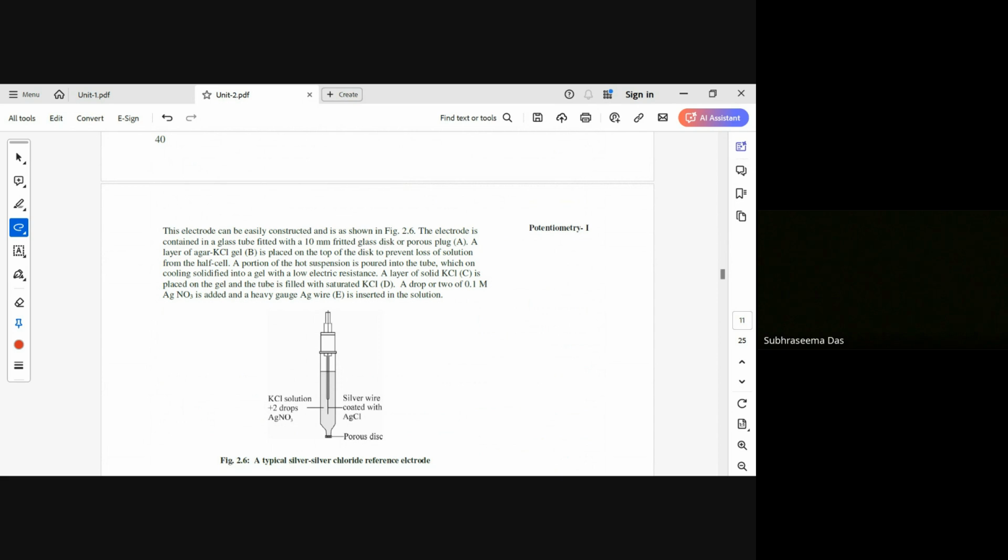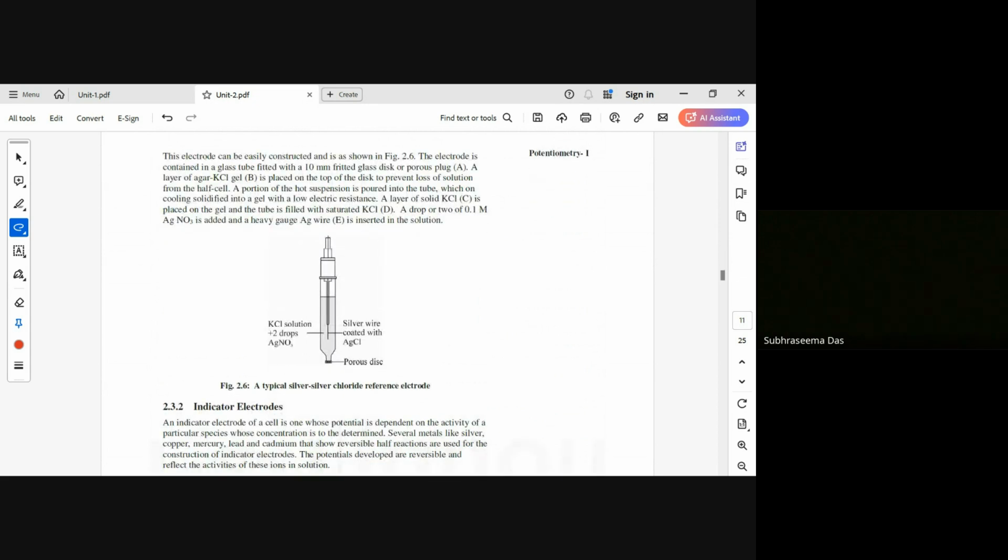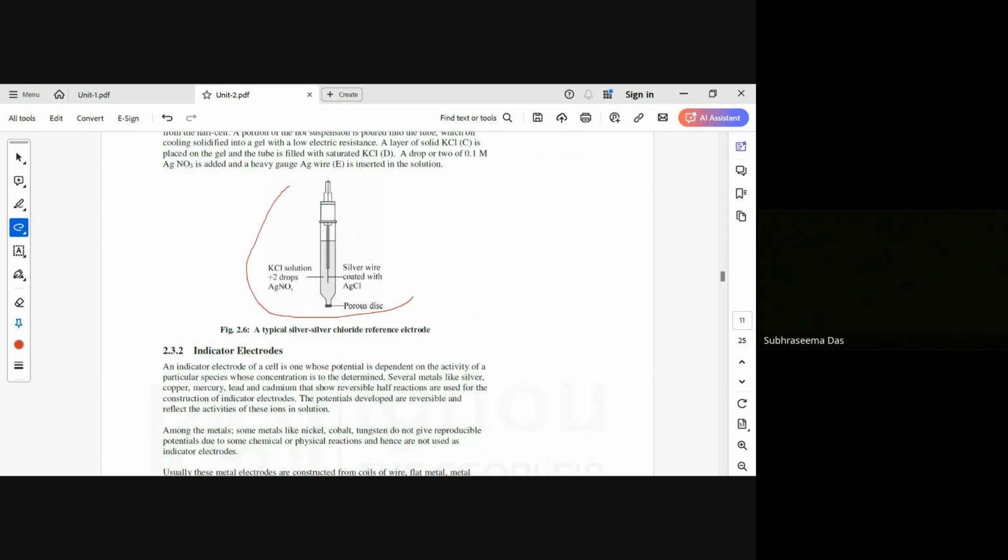The electrode contains a glass tube. It is fitted with a glass disc, and a layer of agar gel and KCl is placed on the top of the disc to prevent the loss of the solution. A portion of the hot suspension is poured into the tube, which on cooling solidifies into a gel. A layer of KCl is placed on the gel, and the tube is filled with saturated KCl. A drop of 0.1 molar silver nitrate is added, and the electrode is inserted into the solution. This is the general working principle of a silver chloride electrode.